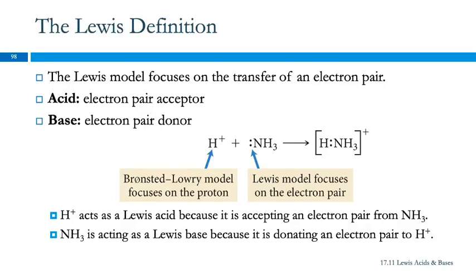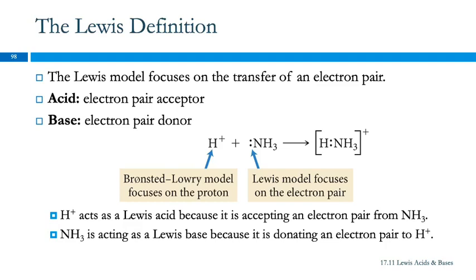So the Lewis definition of acids. We've talked about Bronsted-Lowry and Arrhenius. The Lewis model focuses on transfer of an electron pair. Lewis electron dot structures. We're all looking at Lewis electron dots. So in the Lewis definition, an acid is an electron pair acceptor. A base is an electron pair donor.